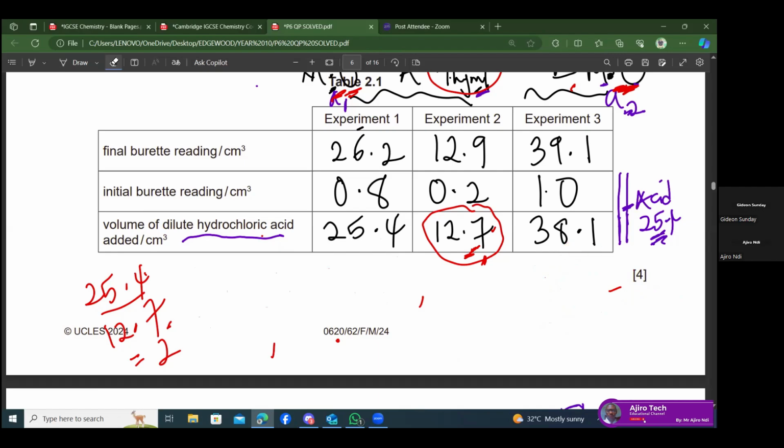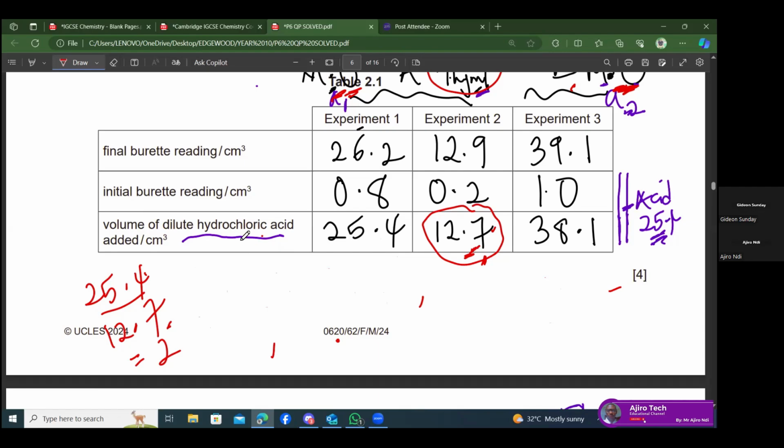So I've completed the table. Remember, for experiment 1, we use methyl orange. For experiment 2, we use thymolphthalein. And for experiment 3, we change the acid and we use methyl orange again as the indicator. So that's how to complete the table. When we get the initial and final readings, all you need to do is subtract. So 26.2 minus 0.8 gives you 25.4. And you go on like that, subtracting the initial from the final readings, to get the volume of hydrochloric acid that you added.